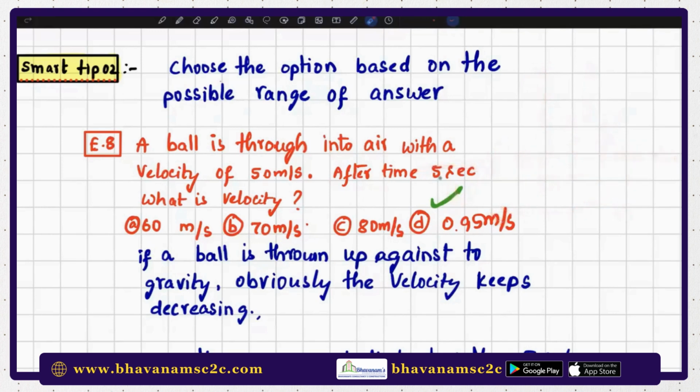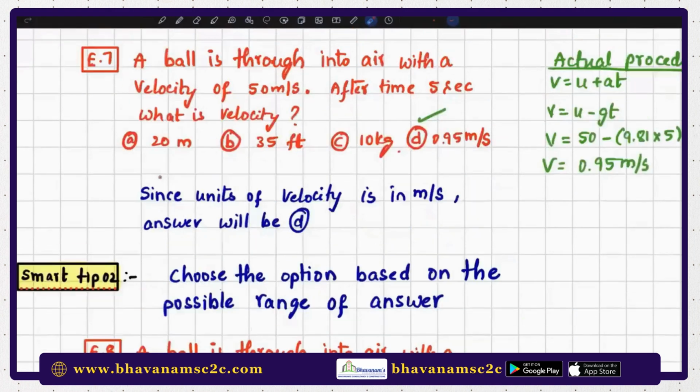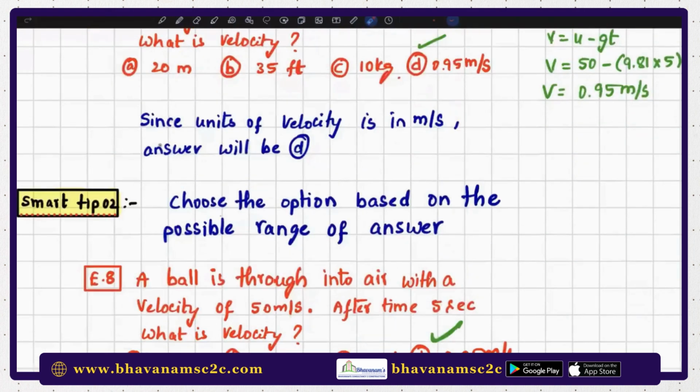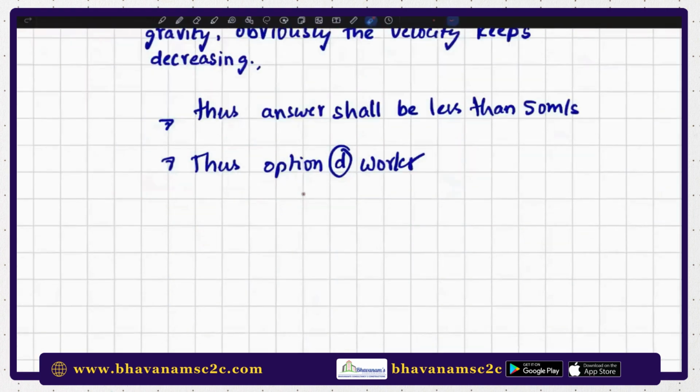So that is how you have to use some small engineering principles and small common sense. You can get the answer accordingly. So whenever you are doing statics or dynamics or any other subject, your first step is to apply smart tip 1 and smart tip 2. If that fails, then go to the actual procedure as per the concepts. So that's it.